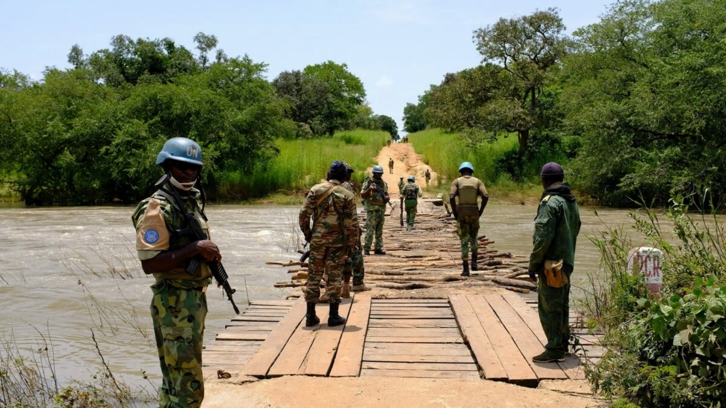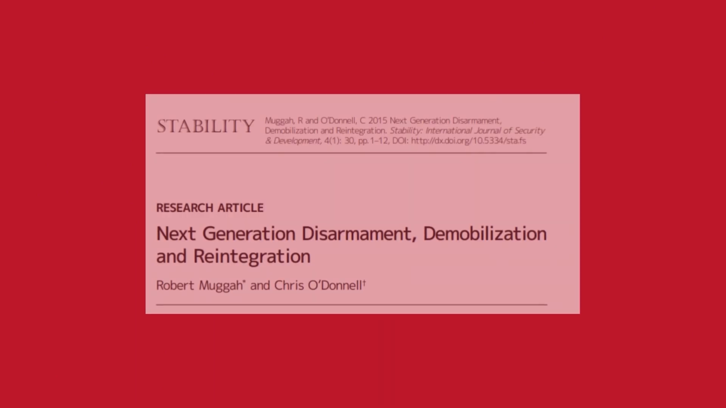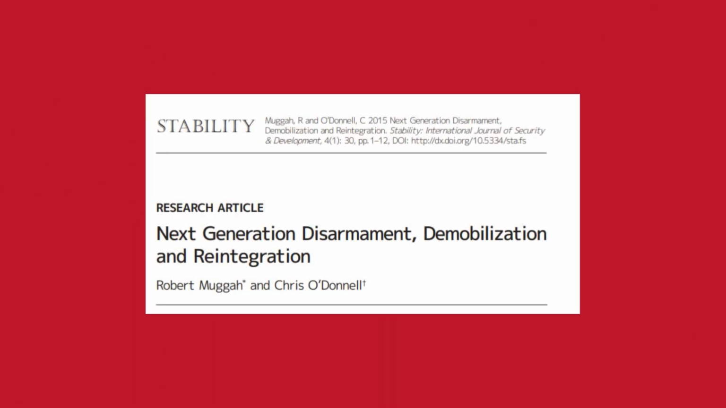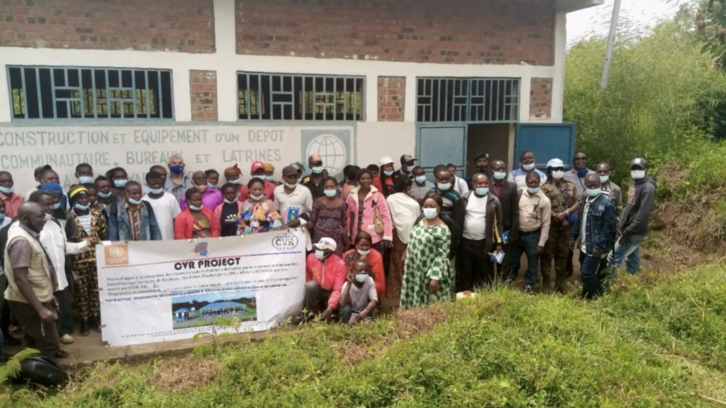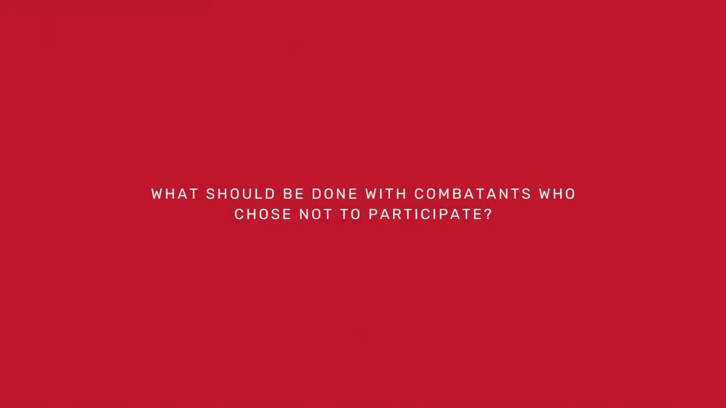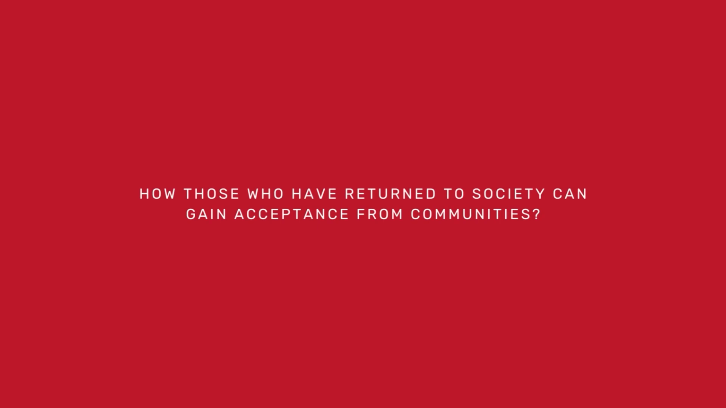In the third generation, also called by Muggah and Donohue the next generation, a new decade of DDR processes begins, marked by approaches influenced by the programs already carried out by disarmament, demobilization, and reintegration. During this period, questions arise about what should be done with combatants who chose not to participate and how those who have returned to society can gain acceptance from communities.